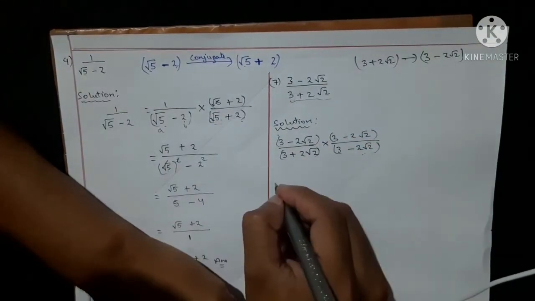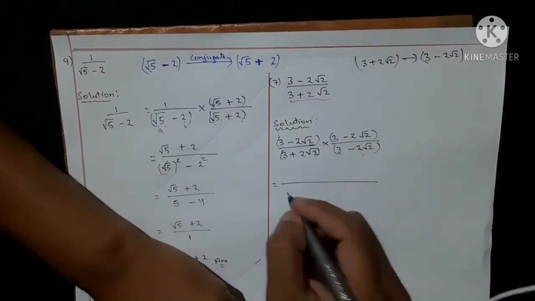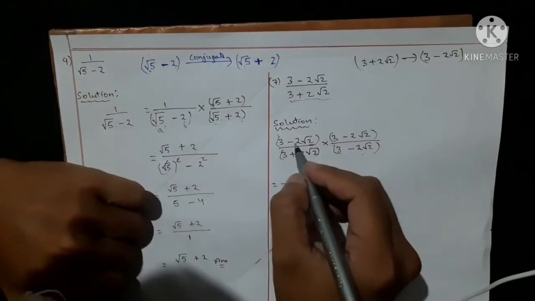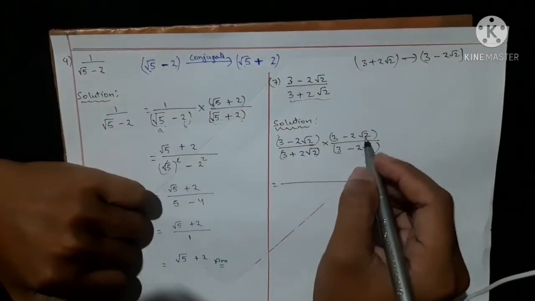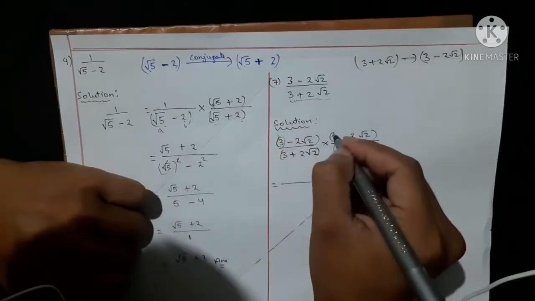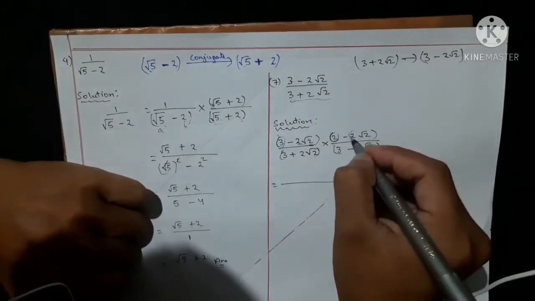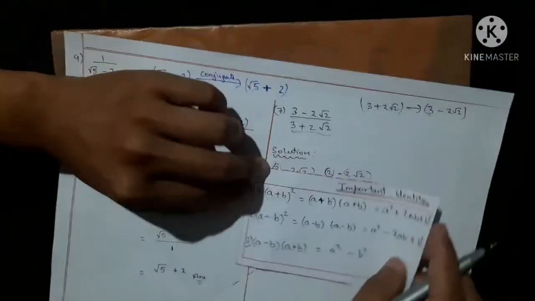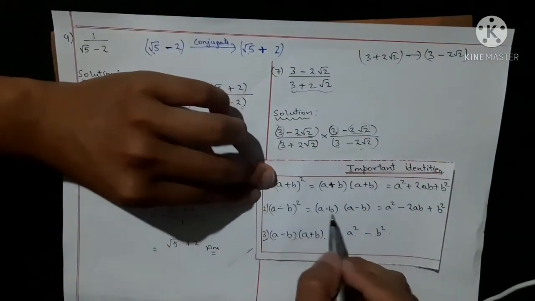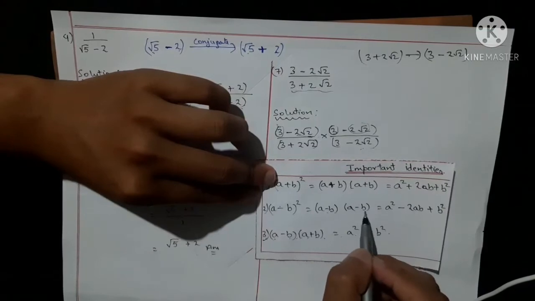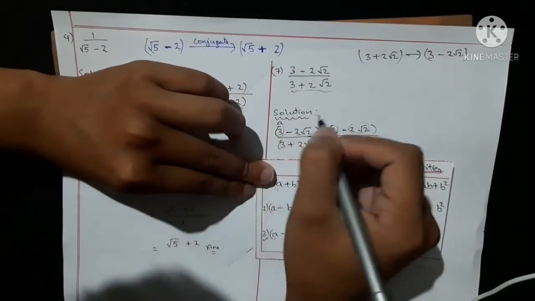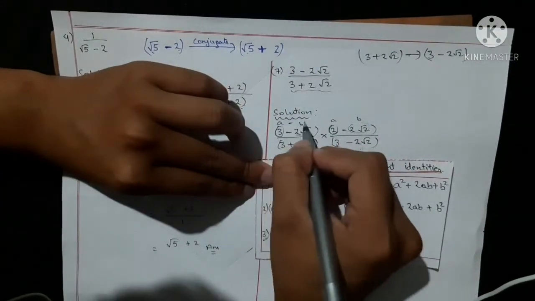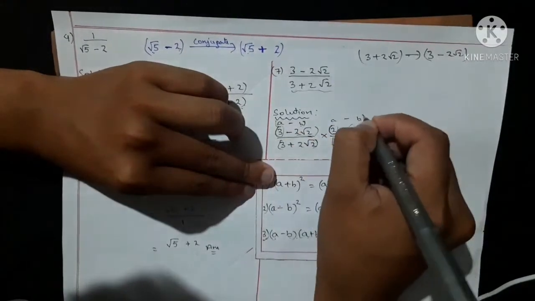So now, here, what do we have? In the numerator we see 3 minus 2 square root 2 and 3 minus 2 square root 2. They are the same, isn't it? We have 3 here and here also 3, 2 square root 2 and 2 square root 2, and they are the same number. So we see this is identity number 2, a minus b into a minus b. Here 3 is a and 2 square root 2 is b. So we have a minus b into a minus b.